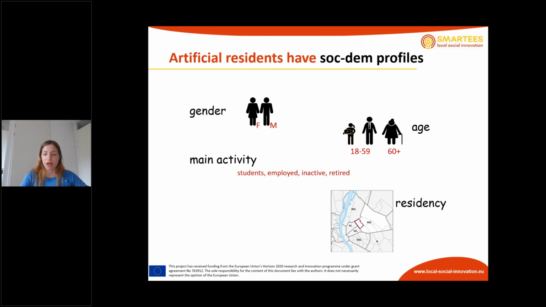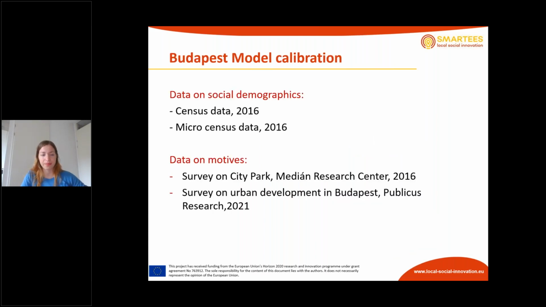To simulate more how citizens would make this decision, we of course have to give them all sorts of characteristics that could play a role in this. We used census data and included, for instance, gender, age categories of the different people that can have a vote, their main activity, how many of them are actually students, and where they live. For this, we used the census data from 2016 and microcensus data also from 2016, in which education and age profiles are nested. And we used data on motives to give a little more weight to the opinions that citizens actually have in real life about closing this park for cars.